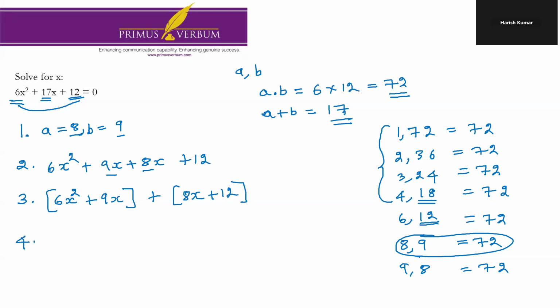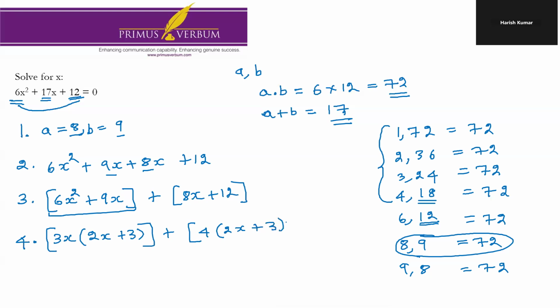And finally, the fourth step is factorization. So we factorize each of these grouped terms. Here I can say the common factor is 3x. The highest common factor is 3x. So 3x times (2x plus 3). This is how I factorize the first group. And the second group is factorized like this.